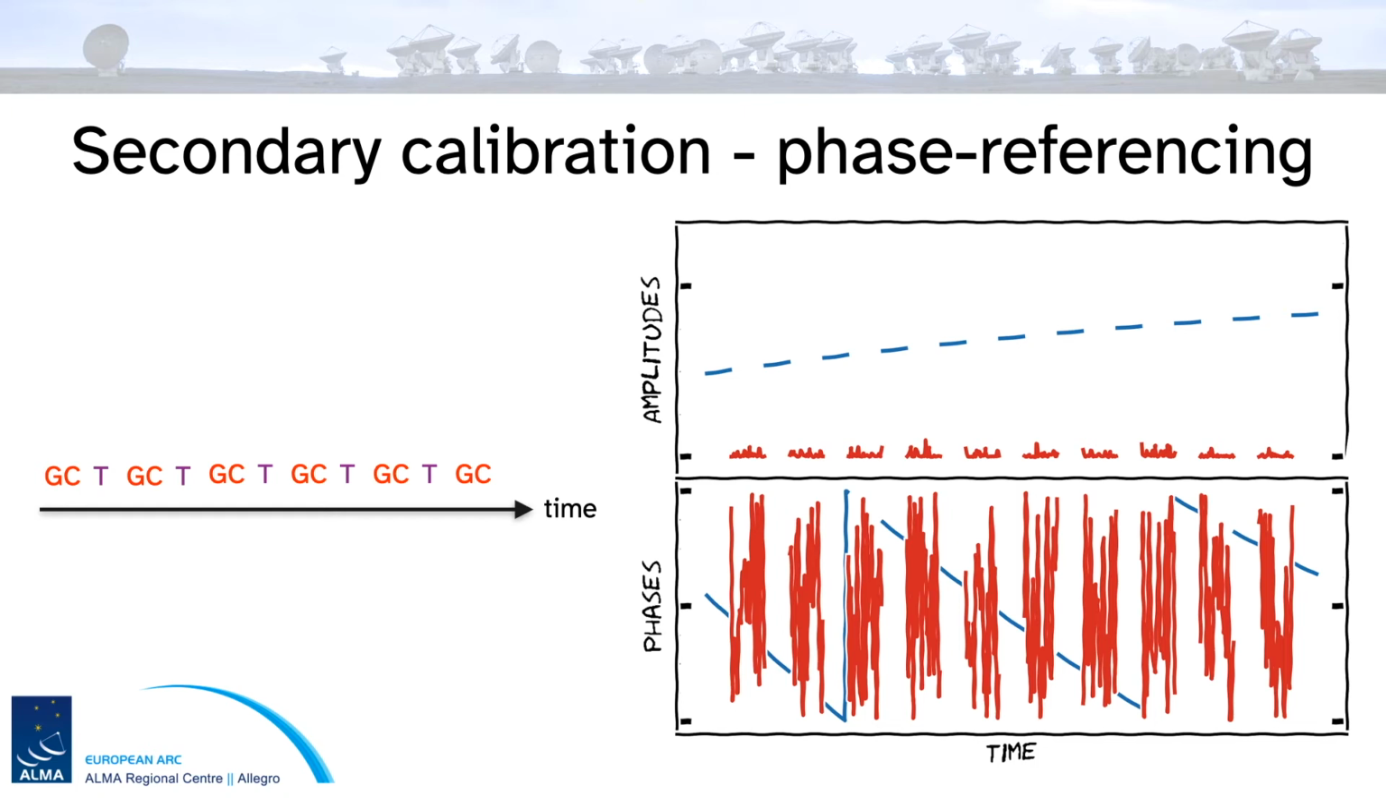After obtaining all calibration corrections, one should check the data of the calibrators before and after applying those corrections to verify that the amplitudes are flat and the phases 0 in frequency and time. If this is the case, the calibration was successful.